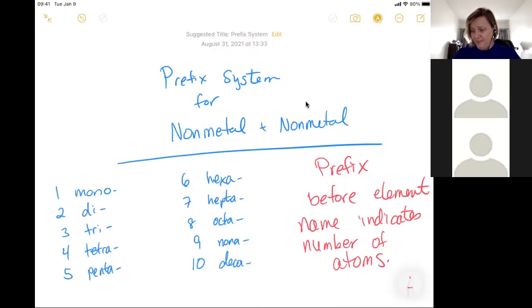I think, from 5 to 10 should be the same as in geometry. If you studied geometry already, you know that 5 is penta, like a pentagram, 6 is hexa, 7 is hepta, 8 octa, 9 nona, and 10 deca. The ones that might be new, or maybe not, I'm guessing you've probably seen them around: 1 mono, 2 di, 3 tri, 4 tetra. So in this system, before the name of the element, we put the prefix that indicates how many atoms of that element are in there.